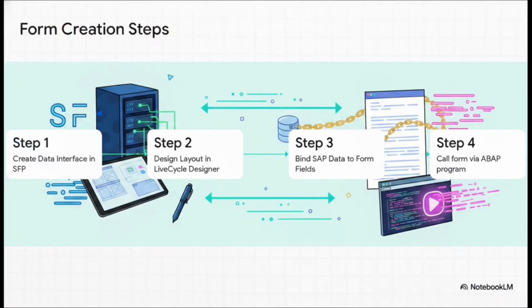Okay, here's your actual construction blueprint. Step 1, you define your data interface, right in transaction SFP. That sets up your import parameters and tables. Step 2, you design the visual layout over in Lifecycle Designer. Step 3, well, that's the magic moment. That's mapping and binding your SAP data fields to those visual components you just made. And finally, step 4, you trigger the entire process via code in your ABAP program.